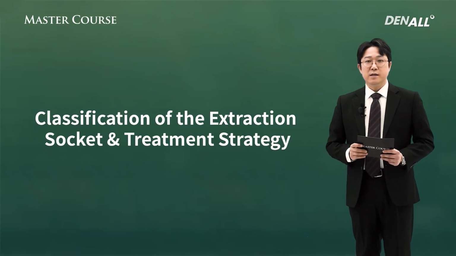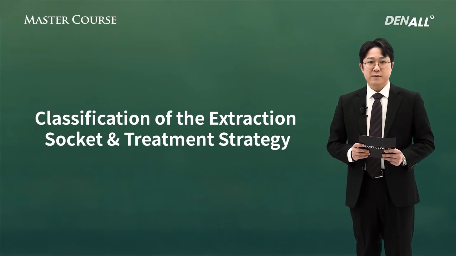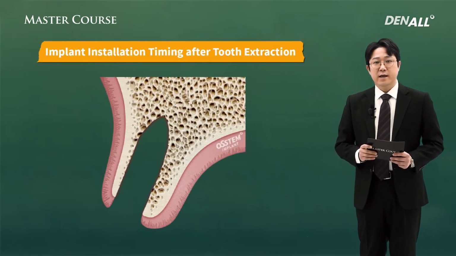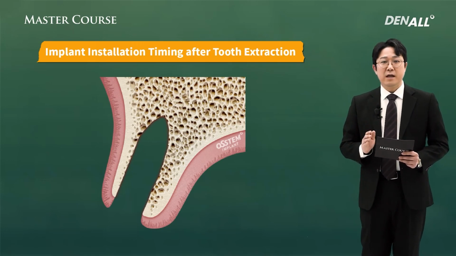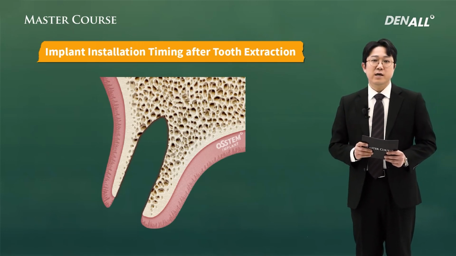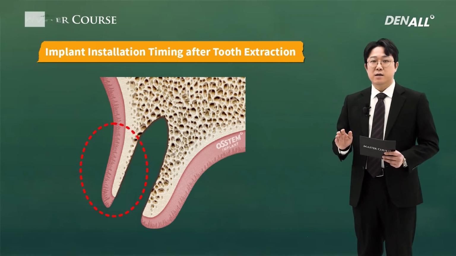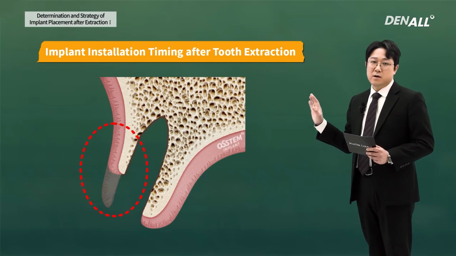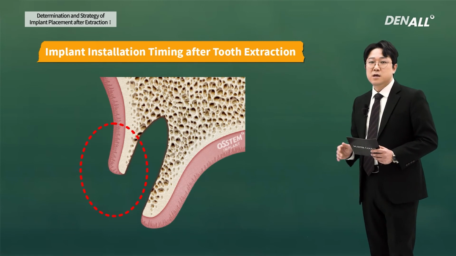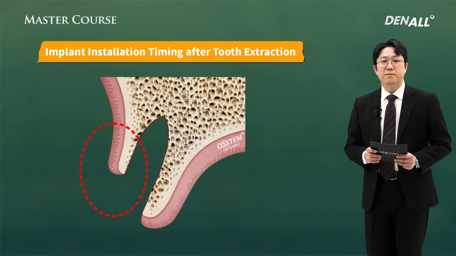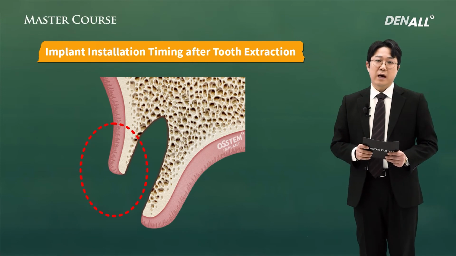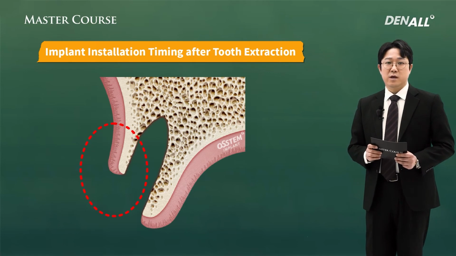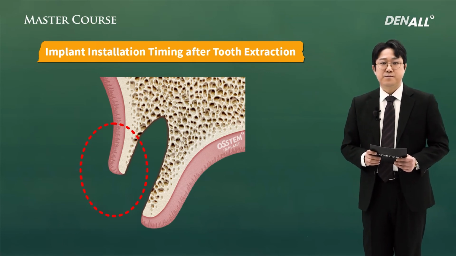Next, I'm going to talk about treatment strategy depending on the socket shape. Earlier, I talked about the 4 categories of placement period, and now I'm going to talk about how they're affected by extraction socket shape. In the case the extraction socket is sound, if there is just bone resorption, and when there's also soft tissue resorption, depending on which, there is a difference in treatment strategy. So you need to know the classification of extraction socket and build your implant treatment plan accordingly.